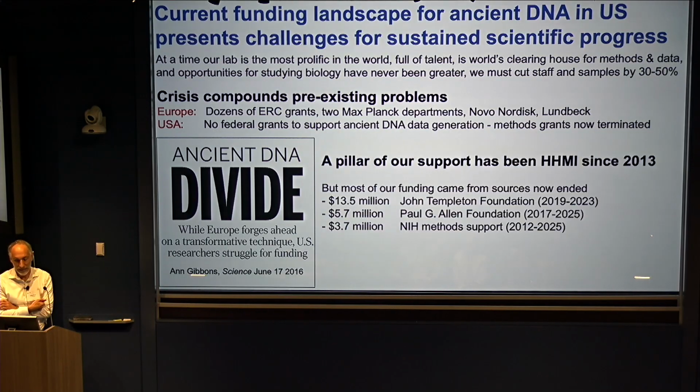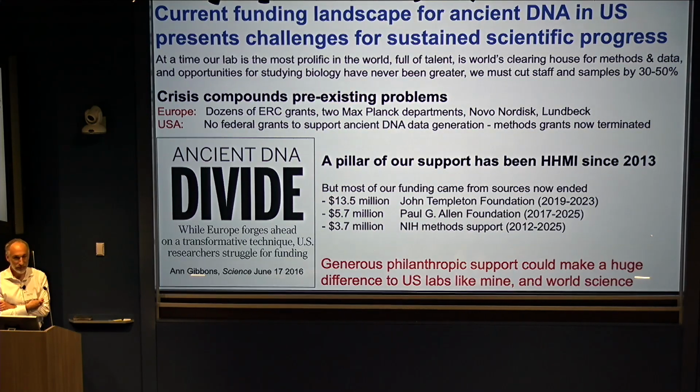In our own work, a pillar of our own support has been Howard Hughes Medical Institute support since 2013, but most of our funding came from the John Templeton Foundation and the Paul G. Allen Frontiers Group, and also the NIH. All that's about to stop or now stopped. So I think generous philanthropic support, such as could come from the Simons Foundation and other places, could make a big difference to US labs like mine and science in this and other areas.